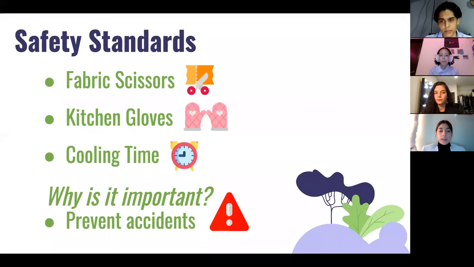The person who conducted the experiment used normal scissors. She did not use any type of gloves, and she didn't let the fabric cool down when it was boiling, which caused her to burn her hands and almost cut her skin.